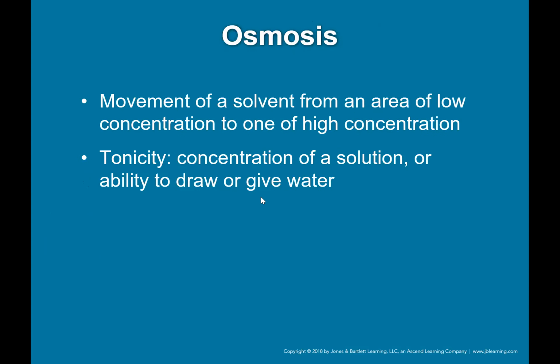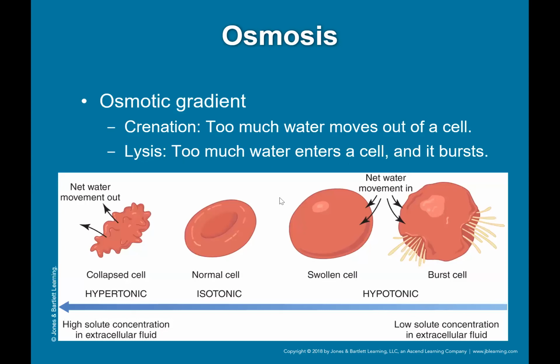Now, when we talk about osmosis, this is literally the movement of water, nothing more than that. But it is a movement from low to high. So diffusion is from high to low. Osmosis is water from low to high. And how we do that is we accomplish it through the solutions that we give. Hypertonic versus isotonic versus hypotonic.